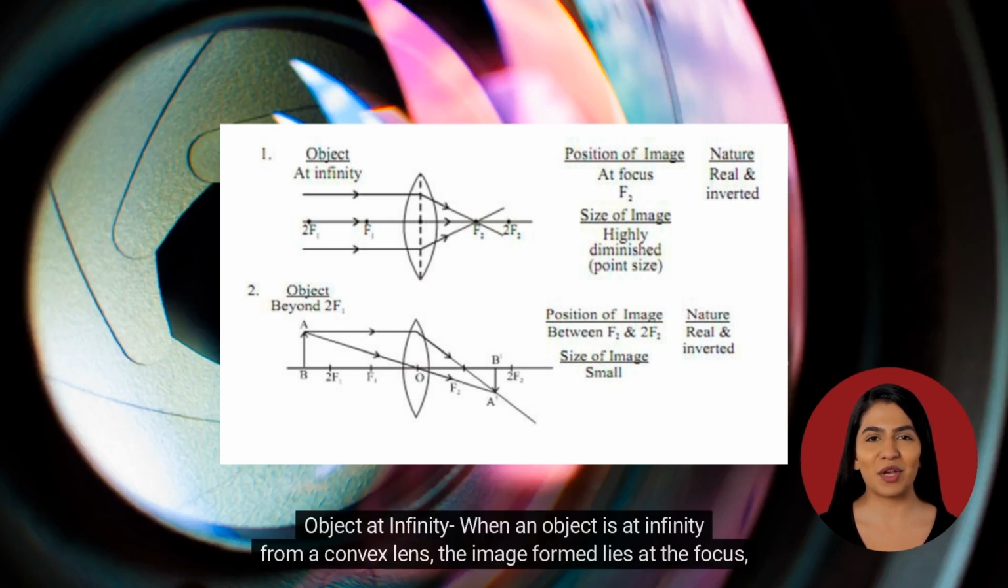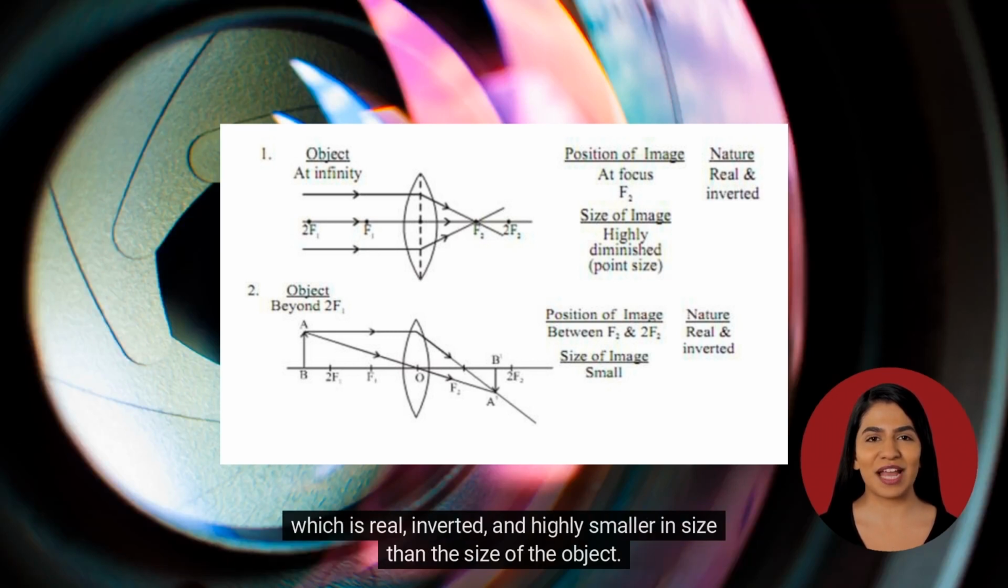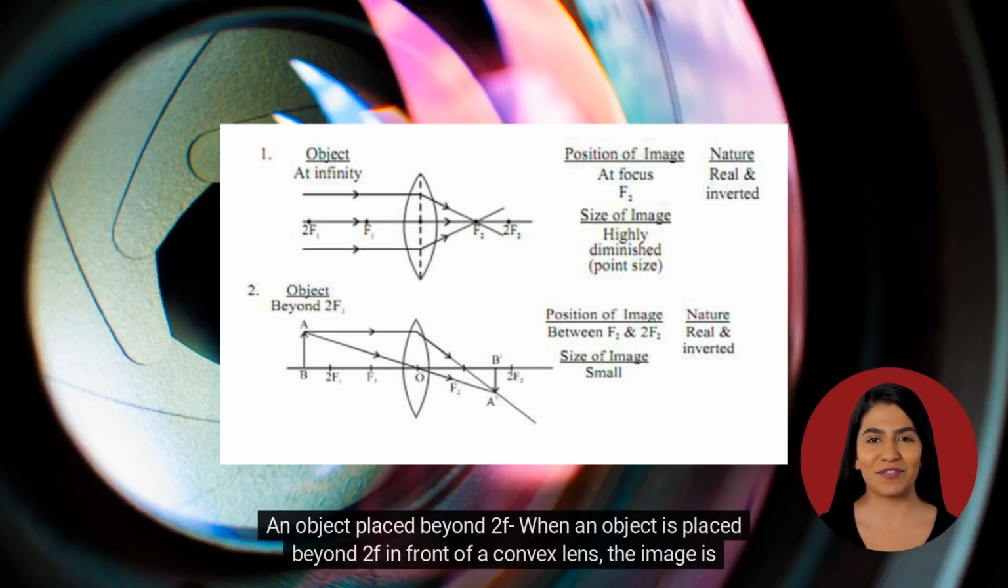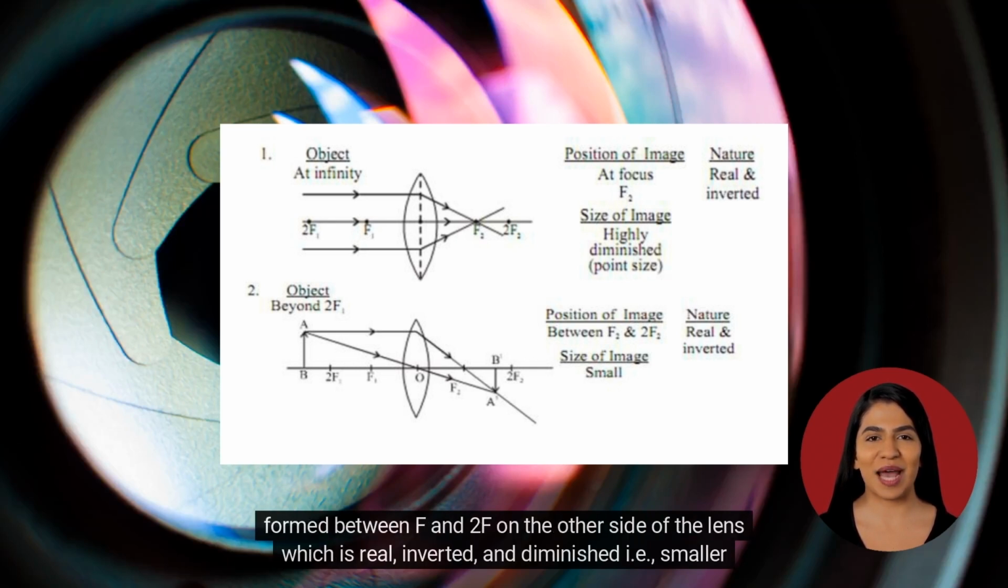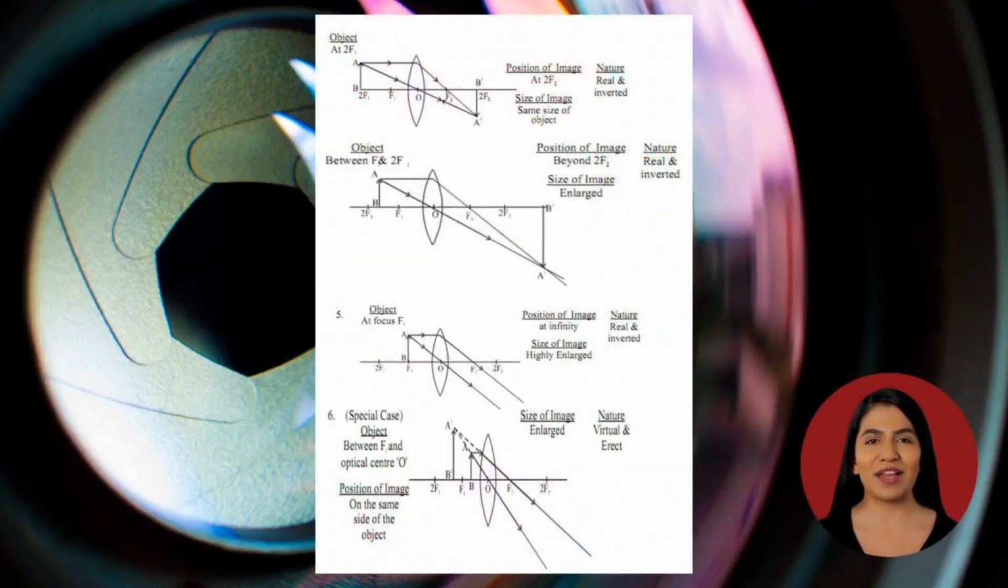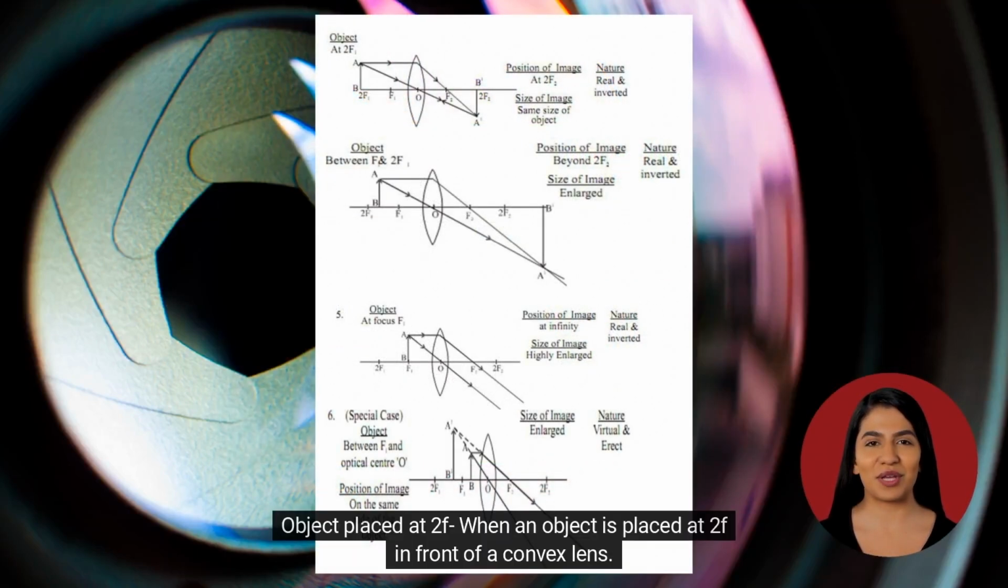Object at infinity. When an object is at infinity from a convex lens, the image formed lies at the focus, which is real, inverted, and highly diminished in size compared to the object. An object placed beyond 2f. When an object is placed beyond 2f in front of a convex lens, the image is formed between f and 2f on the other side of the lens, which is real, inverted, and diminished, i.e., smaller in size than the object. Object placed at 2f.